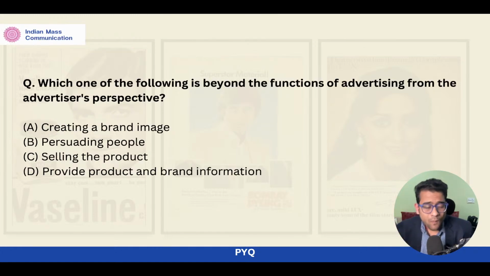Then another PYQ: which one of the following is beyond the function of advertising from advertiser's perspective. So see, though they have been asked from this foundational topic, there are many others also. So we shall solve all of them throughout our lecture, but they are very conceptual. So in this unit, there will be two kinds of topic. Okay, in unit 4 I'm particularly talking about, there will be conceptual topics and there will be a lot of factual data also.